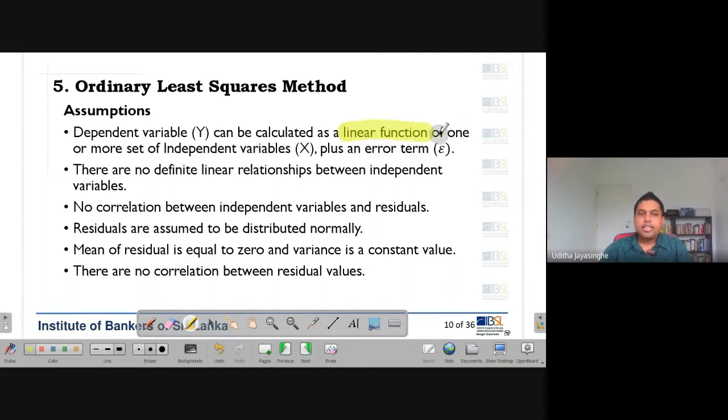The second one: there is no definite linear relationship between independent variables. For example, if there are multiple variables and there is a definite linear relationship, this OLS methodology is not going to be used. And what will happen to the error term? This error is going to get a value close to 0 or absolutely 0. So as long as you are getting a value for error, that gives you the broader idea that it is not going to be exactly linear.